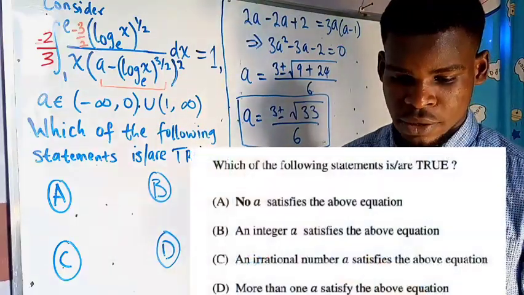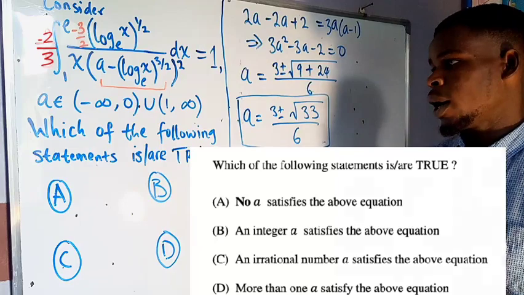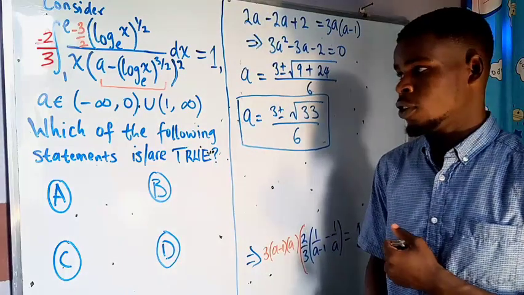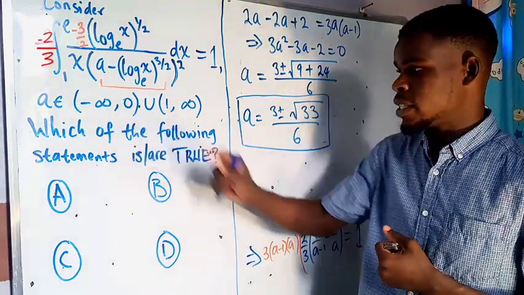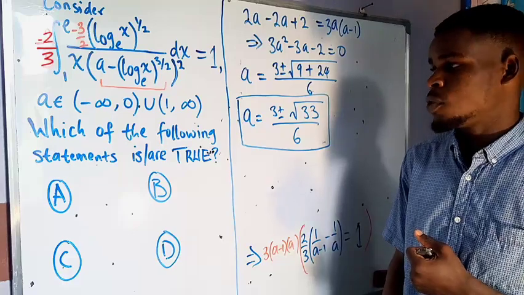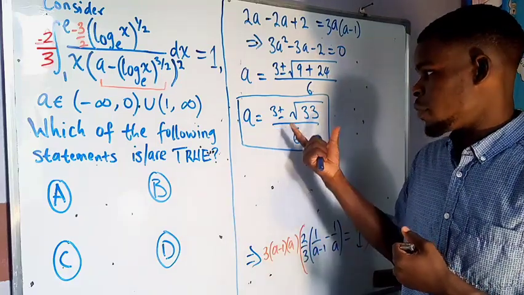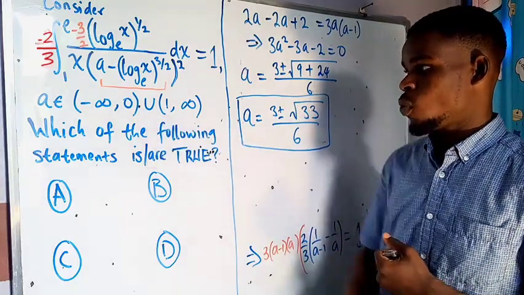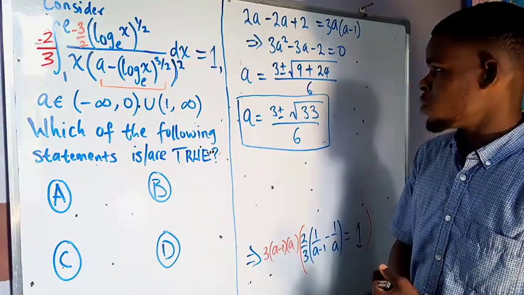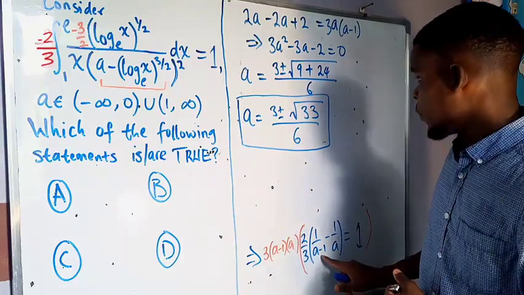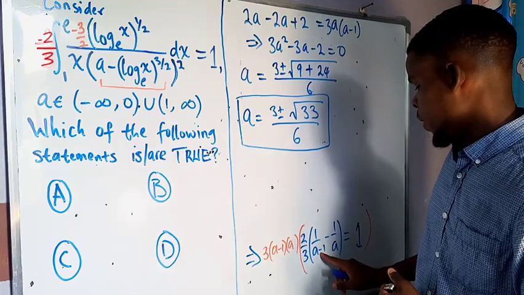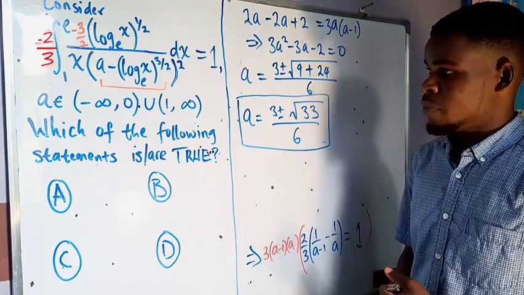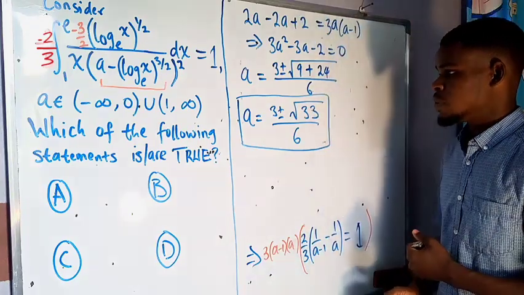So the first statement tells us that no a satisfies the equation. Though we have two values of a, we need to make sure that these values actually lie in the interval from negative infinity to 0, and then from 1 to infinity. Because if, after simplification, any of them or both of them lie from 0 to 1, and of course 0 and 1 cannot be included, because if a is 0 or a is 1, this expression will be undefined. So if they lie between 0 and 1, that means those are not values of a. So let's be sure of that.